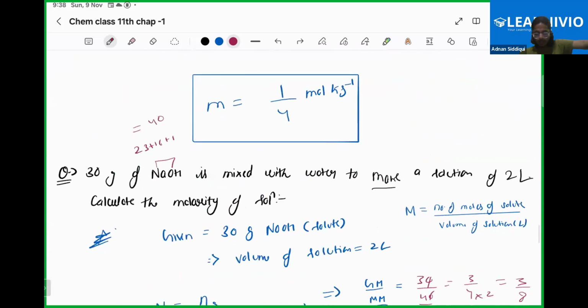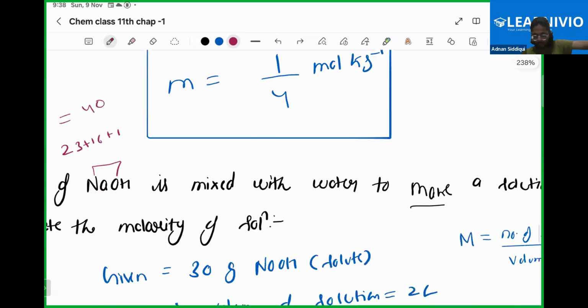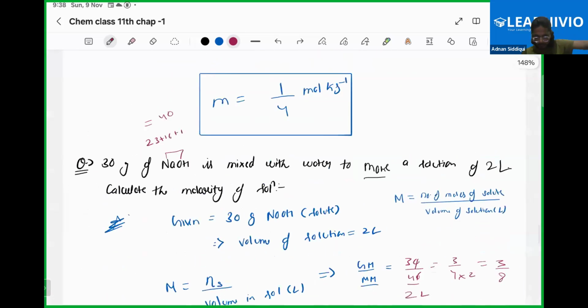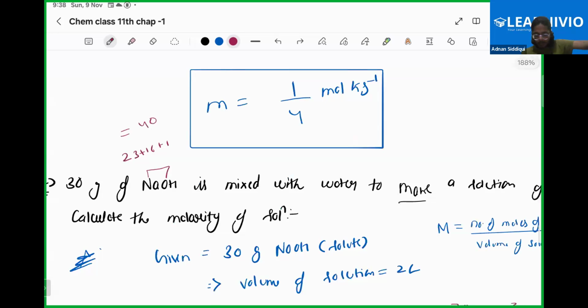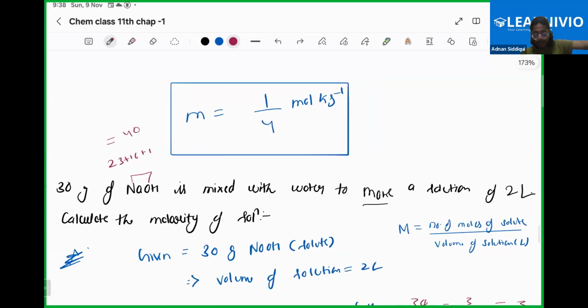Now, if that is clear, then do this question. 30 gram of NaH is mixed with this. Very easy question, you just have to put in the data. Try to solve it. First of all, can you tell me what they are asking? They have written molarity of the solution. Suppose they are not writing molarity, they are simply writing concentration. How would you know it is talking about molarity? By seeing the liter volume of solution. Kamran, is it clear?